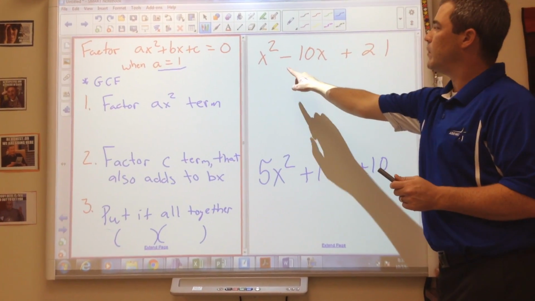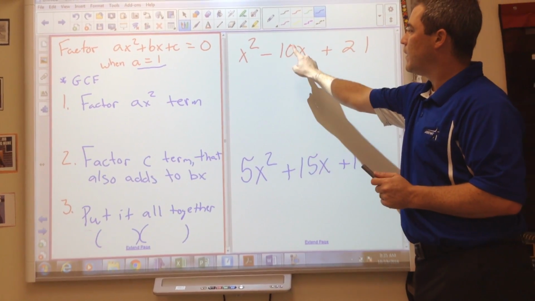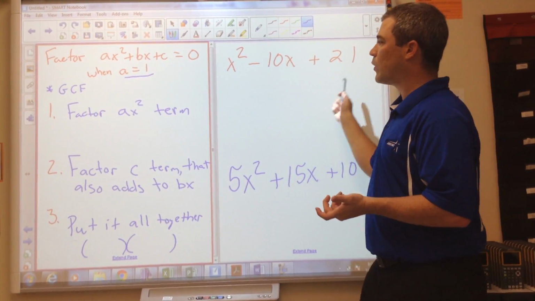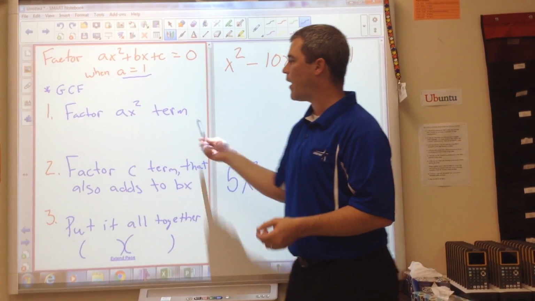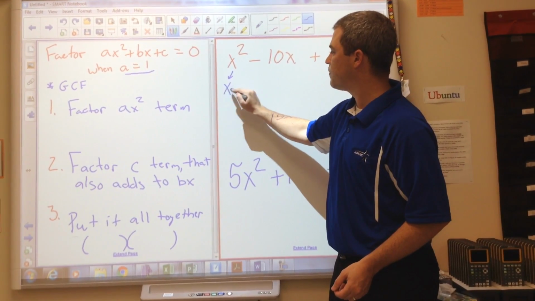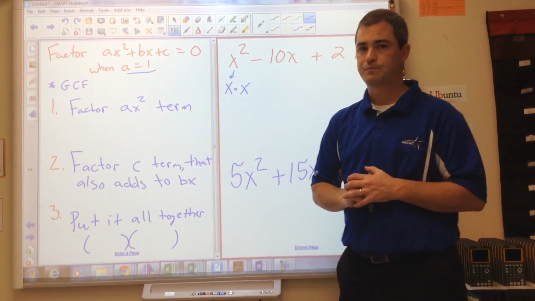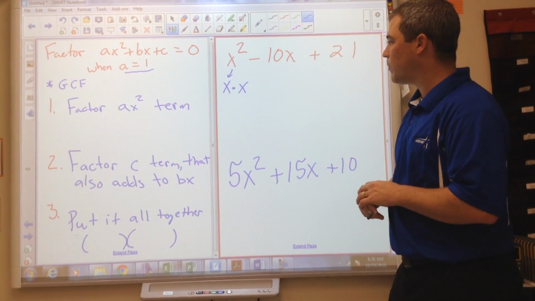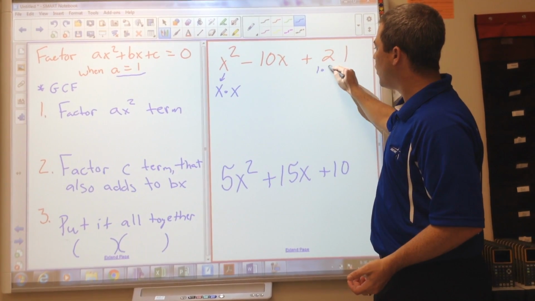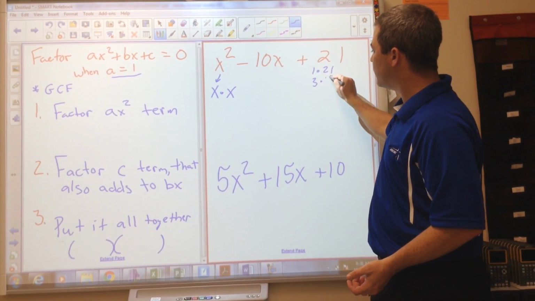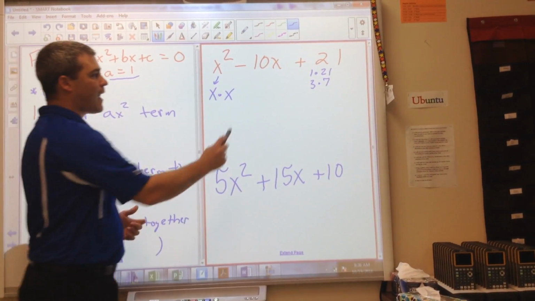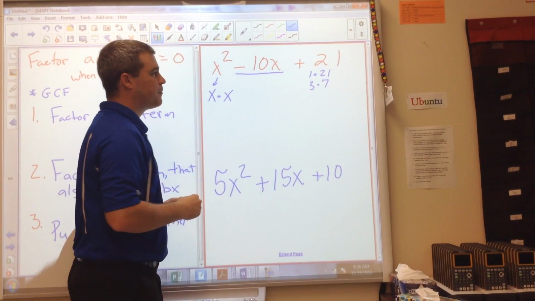So in our first example, we have 1 for our a, negative 10 for b, and c is 21. So 1, 10, and 21, there's no GCF, so we can go ahead and factor. Ax squared is x times x. Now my c term of 21 has many factors. To multiply to 21 could be 1 and 21, or 3 and 7. However, I needed to add to my bx value, which is negative 10x.